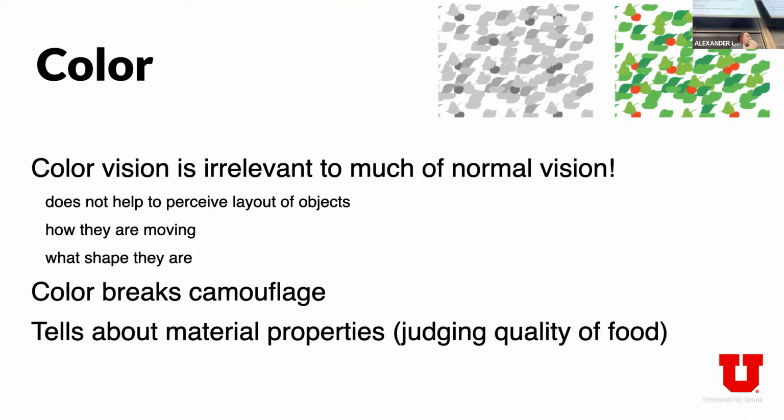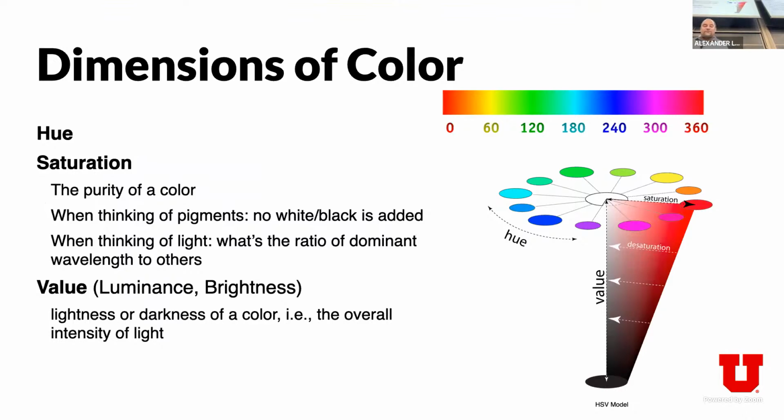But one thing that color does is it breaks camouflage, right? So for example, if we have a deer in front of a forest, we might see the deer because it pops out in terms of being brown instead of green. One theory of why color developed is maybe also breaking camouflage, but maybe also judging the quality of food. For example, we can distinguish a rotten apple from a good one by its color. So it tells us something about material properties.